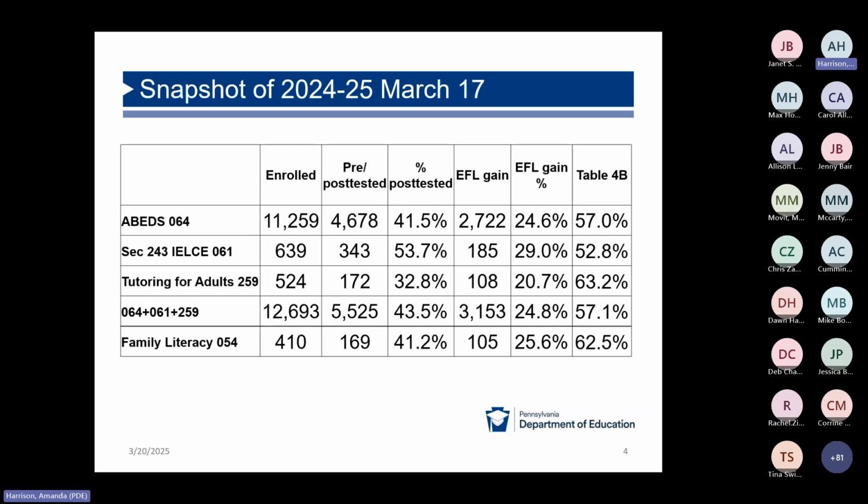So as a state, we're making some progress, but we really still have a pretty good ways to go in making sure that our EFL gains based on post-testing are where they need to be in order for us to hit our 37% measurable skill gain. And just as a reminder, the calculations I did last month was if we stay at about the 57% table 4B, we really need to post-test no fewer than 65% of our students. Again, a reminder.